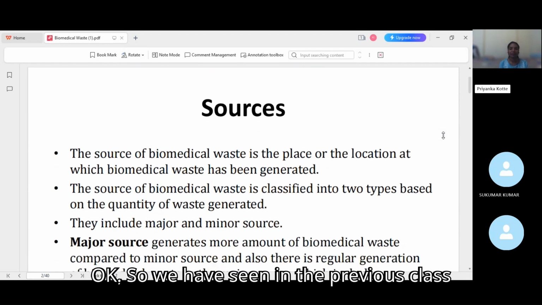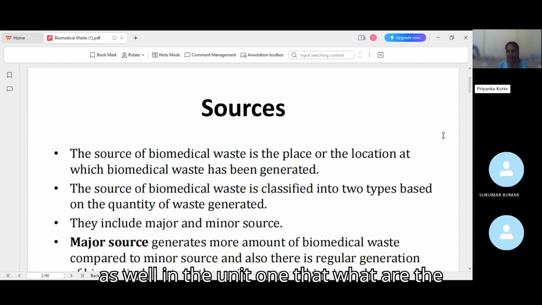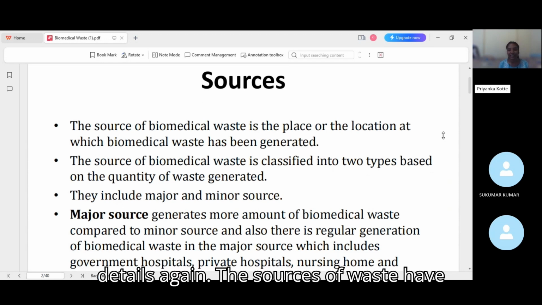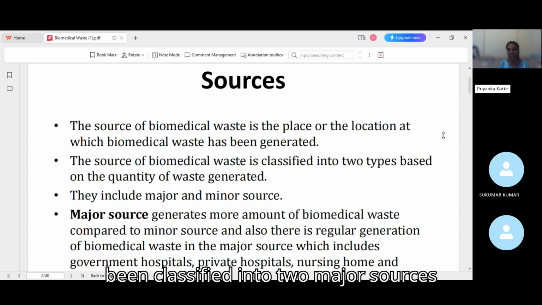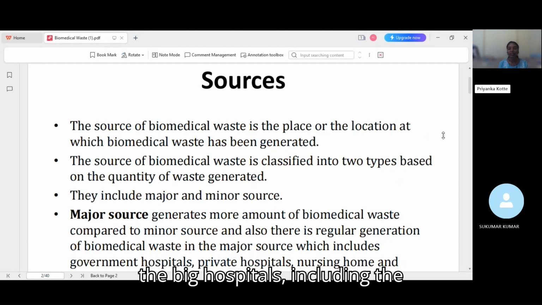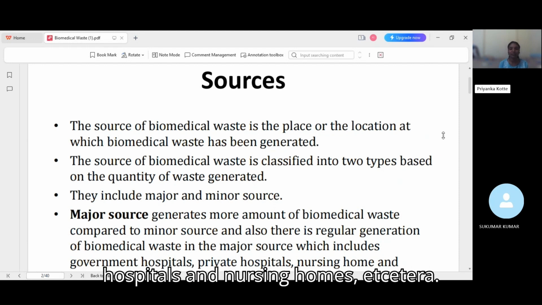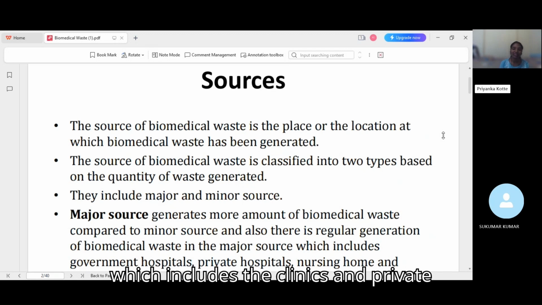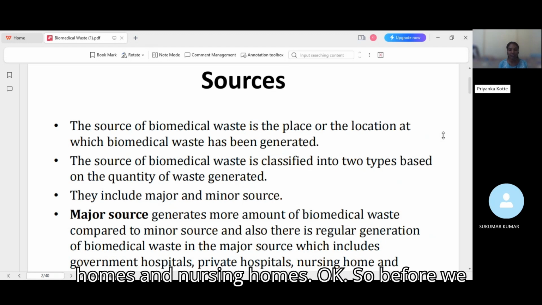Okay, next. We have seen in the previous class, in unit one, what the sources are. We don't have to go into the details again. The sources of waste have been classified into major sources and minor sources. Major sources are the big hospitals, including government hospitals, private hospitals and nursing homes. Coming to the minor sources, which produce a small amount of waste, these include clinics, private homes and nursing homes.